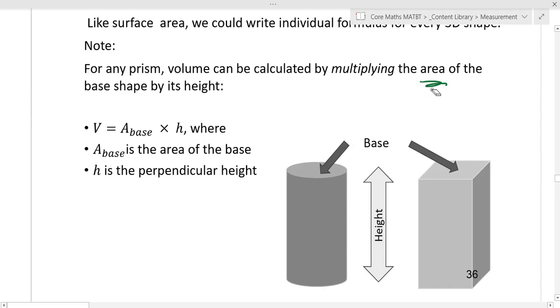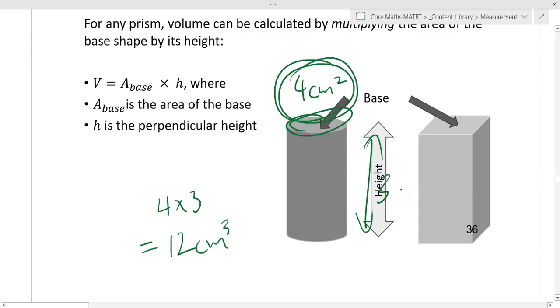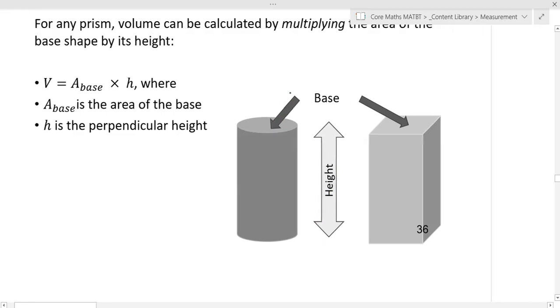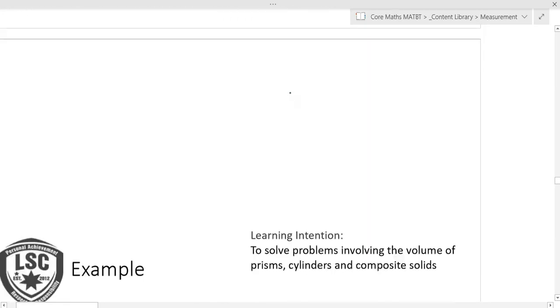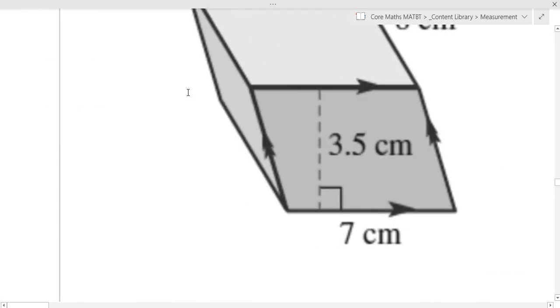It's really simple. So for example, if I have a cylinder here and I found the area to be, say, 4 centimeters squared, and the height here was 3, the volume will be 4 times 3, which equals 12 centimeters cubed. So the principle is to find the area of the base or the face and then multiply it with the height. That's for any shape where you're trying to find the volume. That's what that's saying there. So let's do some of these examples. Anyone remember the area of a parallelogram?